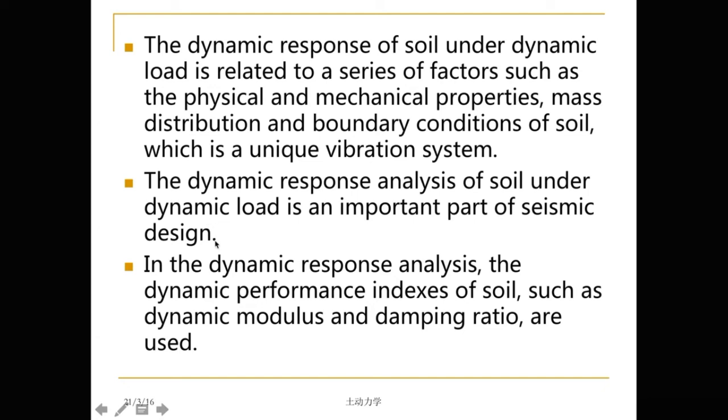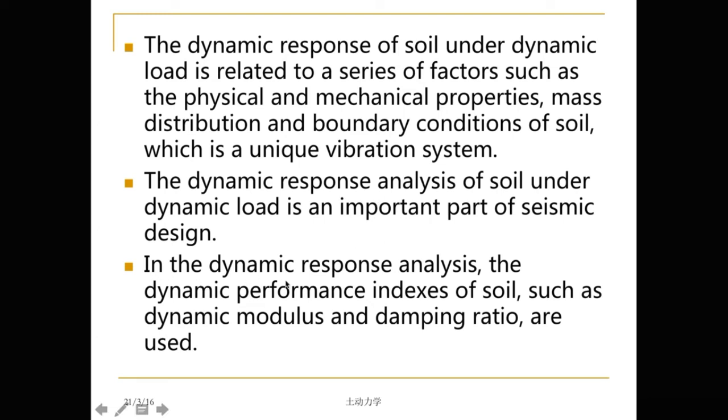And for some important buildings, we must make the dynamic response analysis of the soil-structure interaction system. The important part of this is the soil. And the dynamic behavior of soil will affect the response of the soil. Then it's very important.